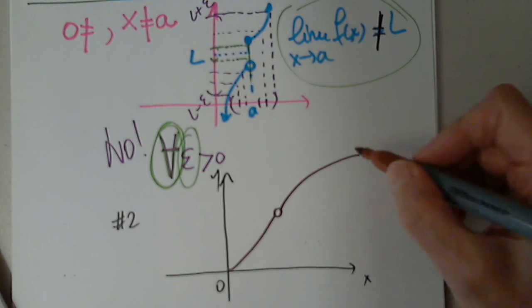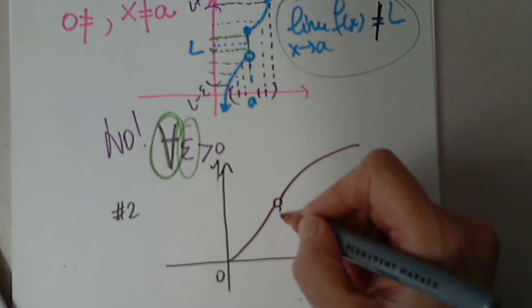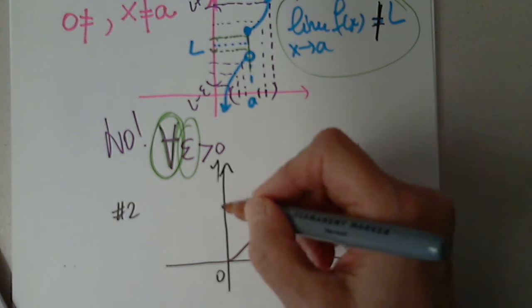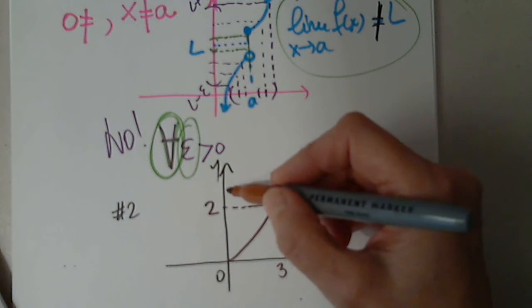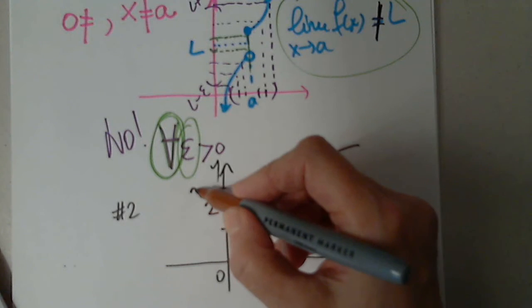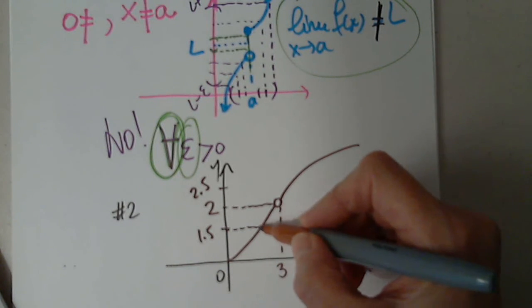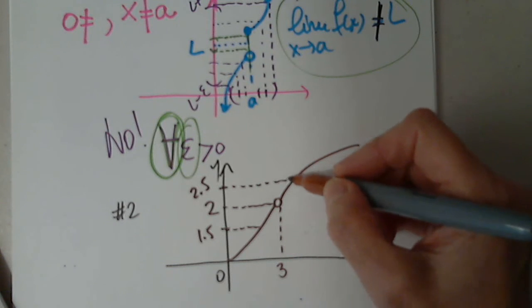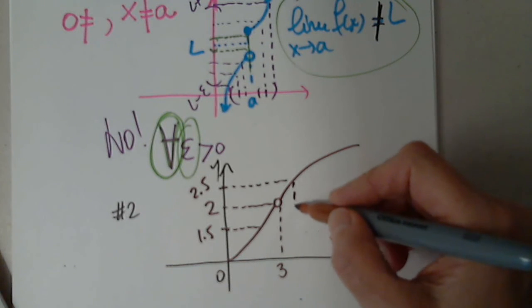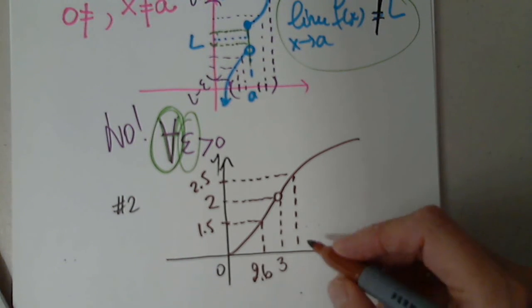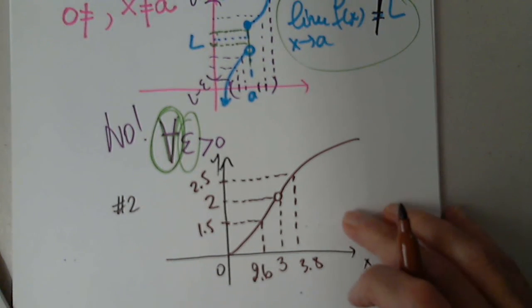So they're giving us this graph. They say that this is 3. They say that this is 2. They're showing us 2.5 here, 1.5 here. They're showing the horizontal lines. They're showing us 2.6 and 3.8.